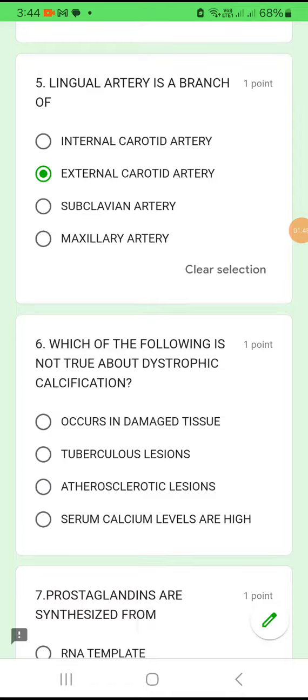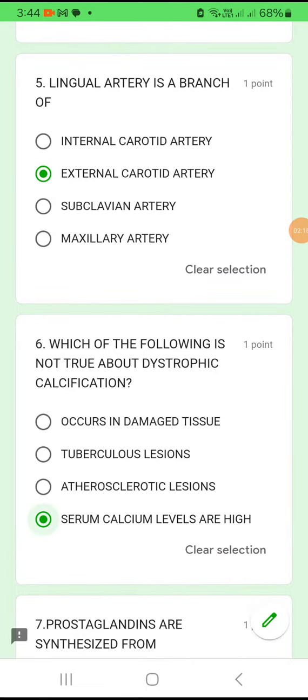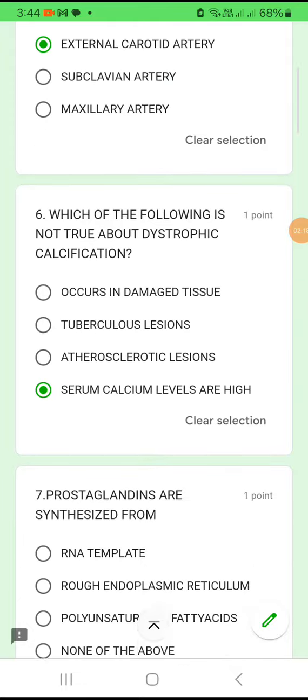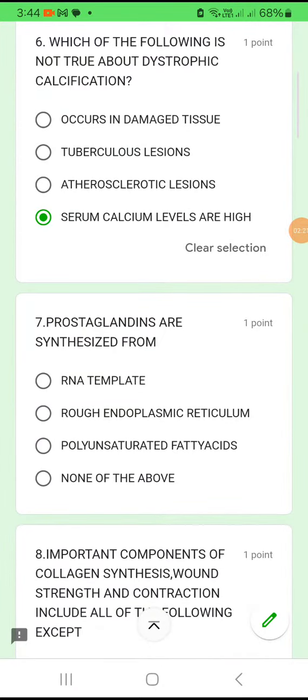Question number 6. Which of the following is not true about dystrophic calcification? So the question asks for the not true statement. Dystrophic calcification occurs in damaged tissue? Yes. In tuberculous lesions? Yes. Seen in atherosclerotic lesions? Yes. In dystrophic calcification, serum calcium levels are high? No. Serum calcium levels are normal, the blood calcium level will not be high. So option D.